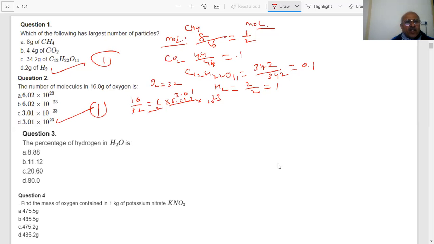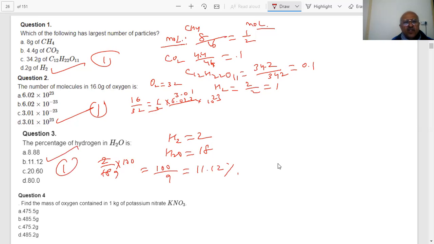The percentage of hydrogen in H2O is... Sir, B part is the correct answer, 11.12. In H2O you have 2 hydrogen, and H2O is how much? 18. So 2 by 18 into 100, which is 100 by 9, will be 11.12%. That is the correct answer, students.